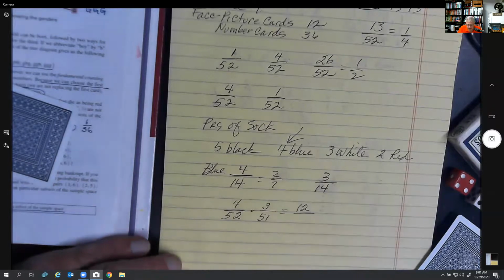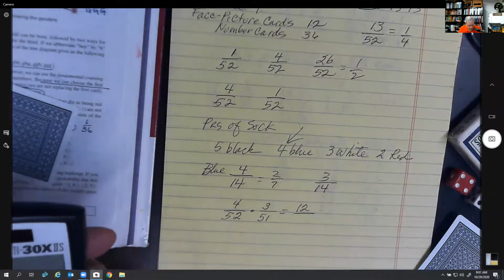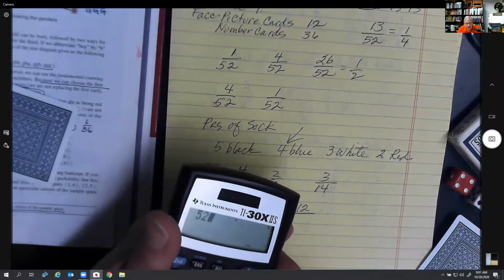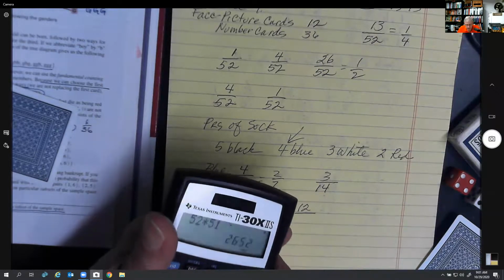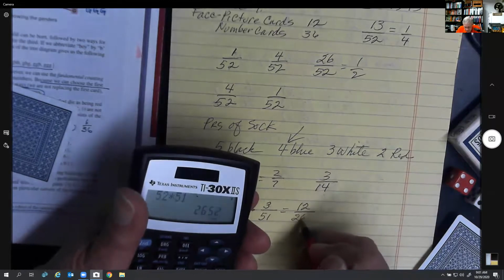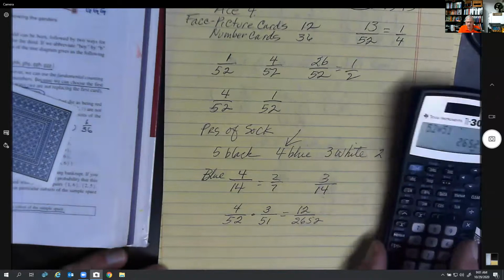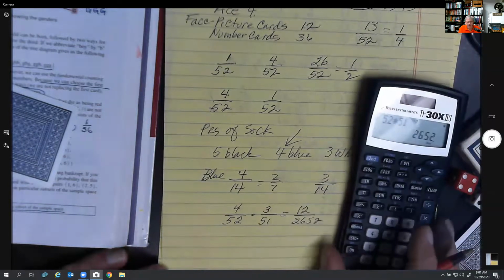4 times 3 out of 52 times 51. I'm going to have to use my calculator. 2,652. Not a very good chance that I'm going to draw 2 queens in a row, huh? There's only 12 chances out of 2,652.